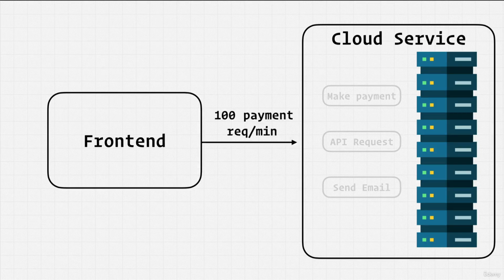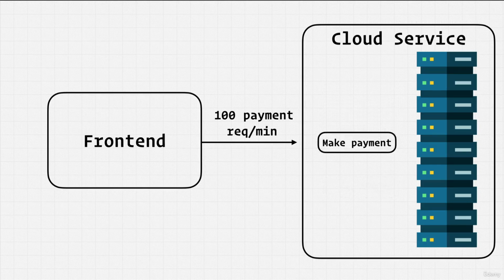So what happens is that a front end might make a bunch of requests to our cloud service. We might receive 100 payment requests per minute. In this case, the cloud service sees, oh, I need to spin up some of these resources in order to host this make payment function. And then all of these requests go to this resource that has access to these functions. It spins up these functions, makes these payments for each of these requests, and then it sends back a response, and then it's done.